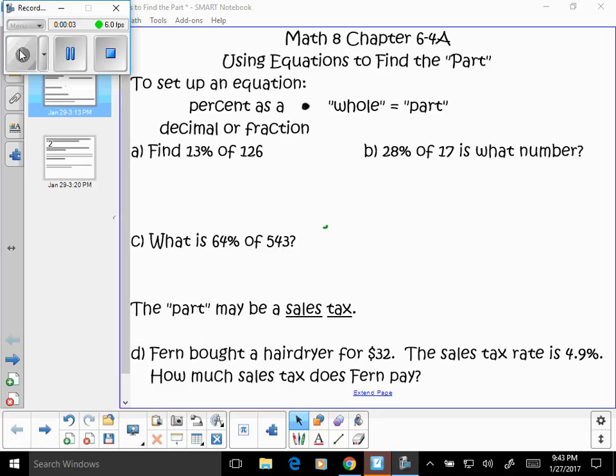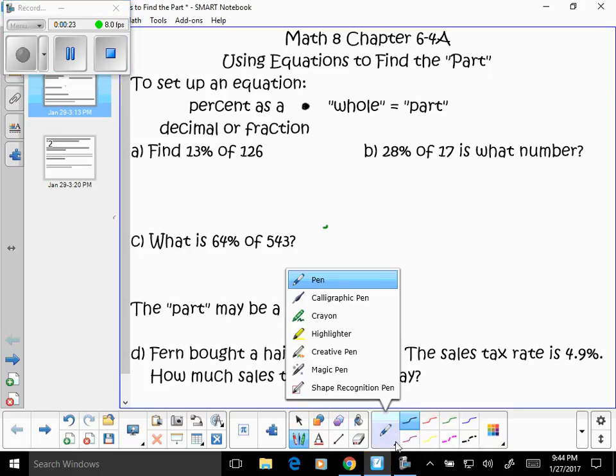Hola, estudiantes! Welcome to Chapter 6.4a, using equations to find the part. In all honesty, we usually work percent problems this way, although you can still work them as proportions, and truthfully on the test, they'll expect you to do both.